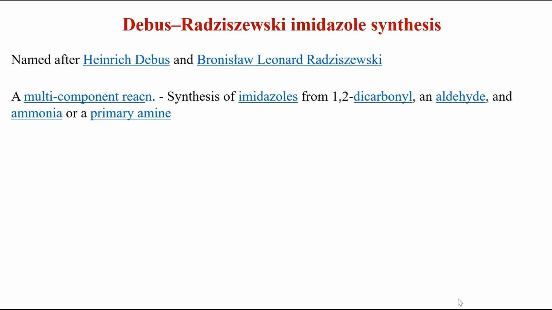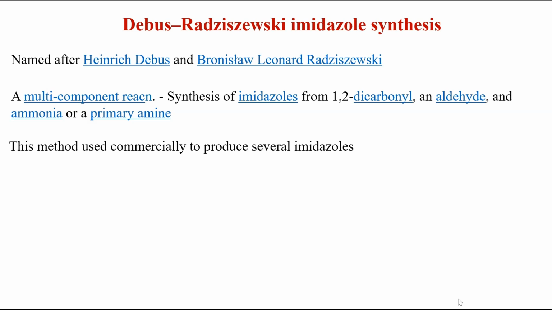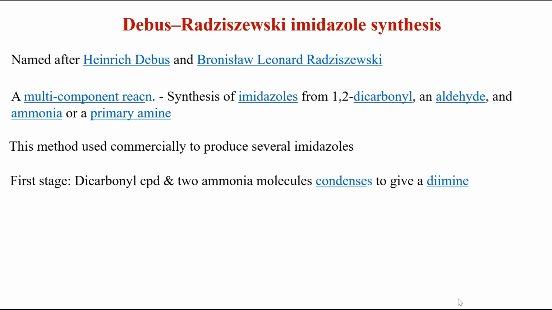Here, this is a multi-component reaction which is given for the synthesis of imidazoles. In this, 1,2-dicarbonyl compounds are treated with aldehyde and ammonia or a primary amine to give imidazole. This is a versatile method which has been utilized for the commercial synthesis of many types of imidazoles. This reaction occurs in two steps.